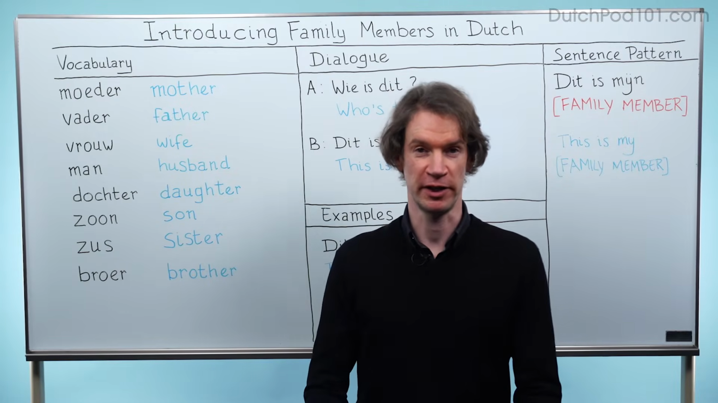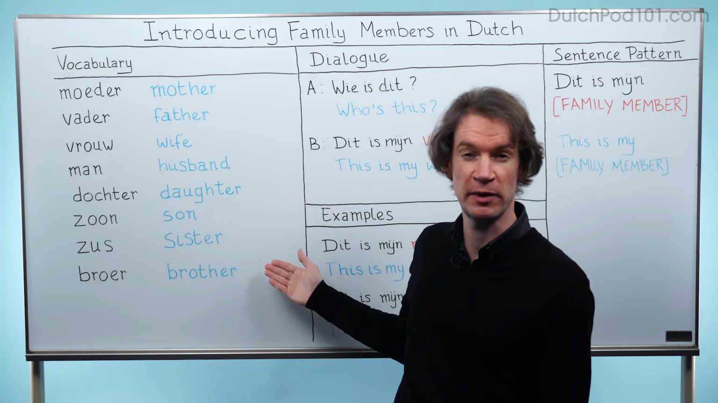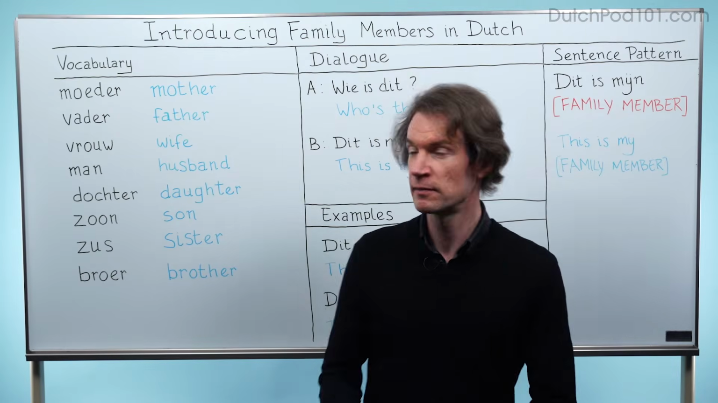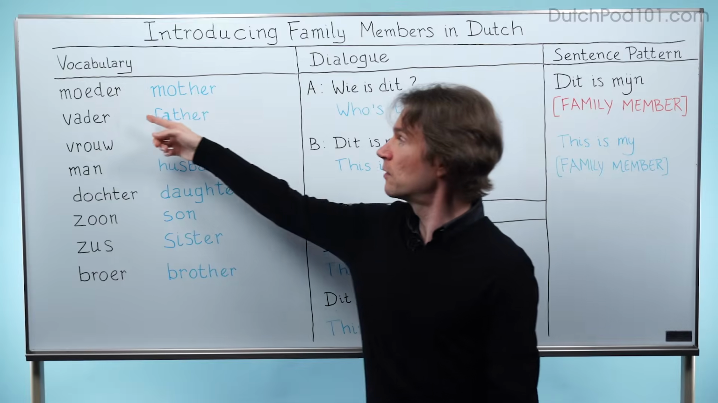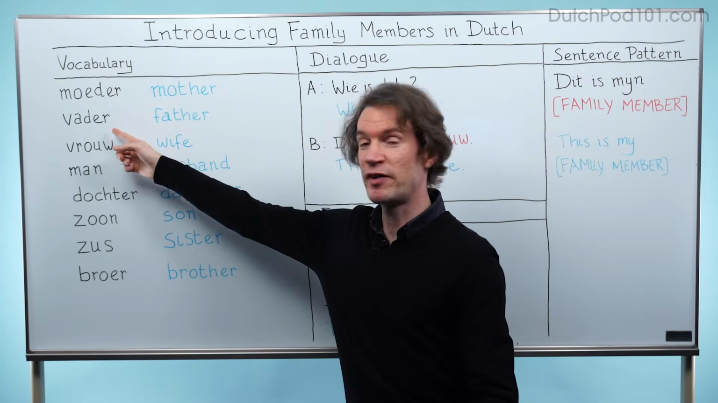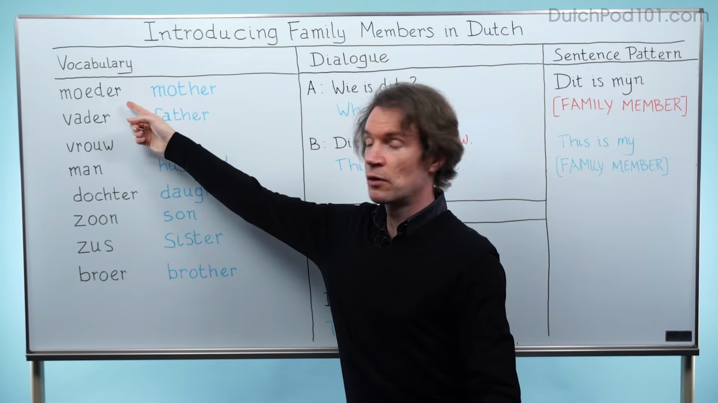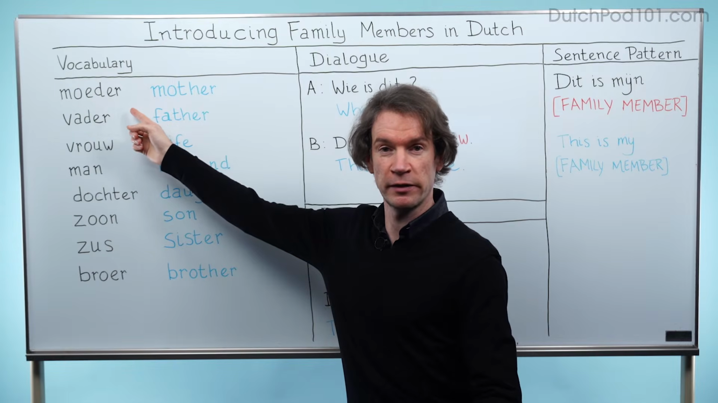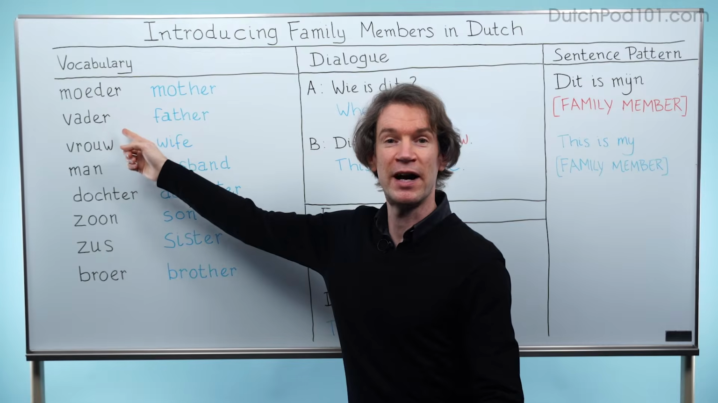Okay, let's look at the vocabulary. Here I've set out the structure of the nuclear family in terms of how each member relates to one another. At the top we have the parents. Moeder or mother, vader or father. Moeder. Vader.